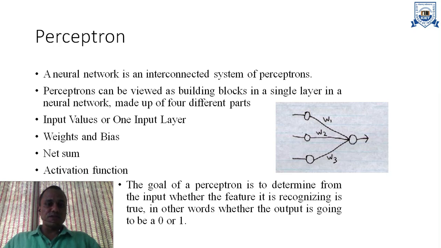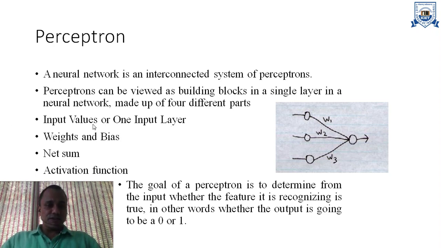Then there is a term that comes up: perceptrons. What is a perceptron? Perceptrons can be viewed as the building blocks in a single layer. This is the single layer part where we have just the input layer, the corresponding weights, and finally we get the output with the help of some computational task. These are the components that create one complete perceptron, a complete cycle.